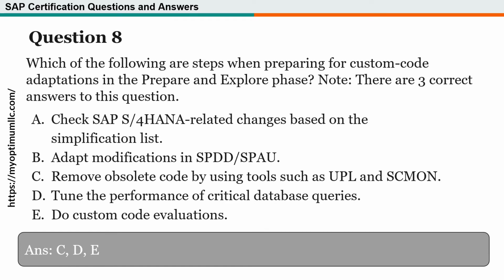Question 8. Which of the following are steps when preparing for custom code adaptations in the prepare and explore phase? Note, there are 3 correct answers to this question. A. Check SAP S/4HANA related changes based on the simplification list. B. Adapt modifications in SPDD/SPAU. C. Remove obsolete code by using tools such as UPL and SCMAN. D. Tune the performance of critical database queries. E. Do custom code evaluations.